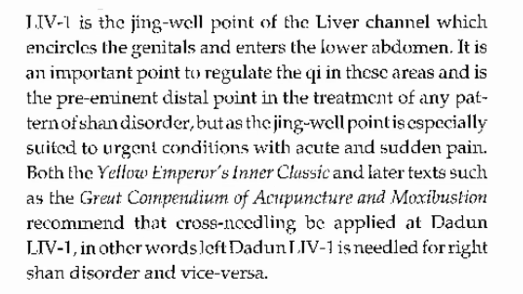The most common patterns for this disorder include stagnation of qi, accumulation of cold in the lower channel, damp heat, traumatic injury, and deficiency. Liver 1 is the Jing-Well point of the liver channel, which encircles the genitals and enters the lower abdomen. It is an important point to regulate the qi in these areas and is the preeminent distal point in the treatment of any pattern of Shan disorder.